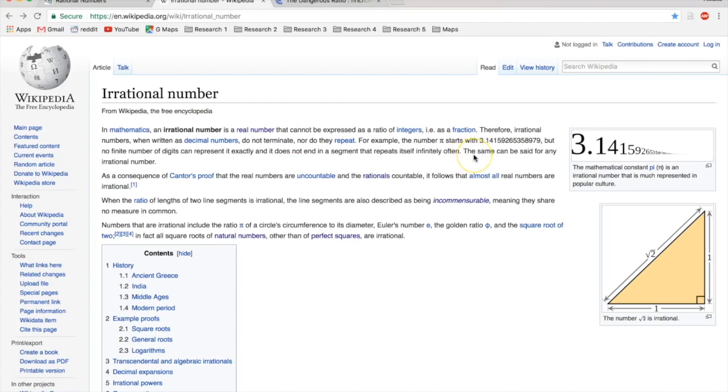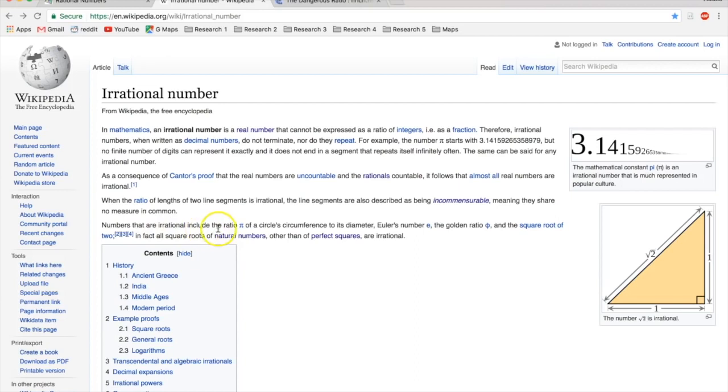I'm going to repeat that. The same can be said for any irrational number. Going on, it says, as a consequence of Cantor's proof that the real numbers are uncountable and the rationals countable, it follows that almost all real numbers are irrational. We'll cover this. When the ratio of lengths of two line segments is irrational, the line segments are also described as being incommensurable, meaning they share no measure in common.